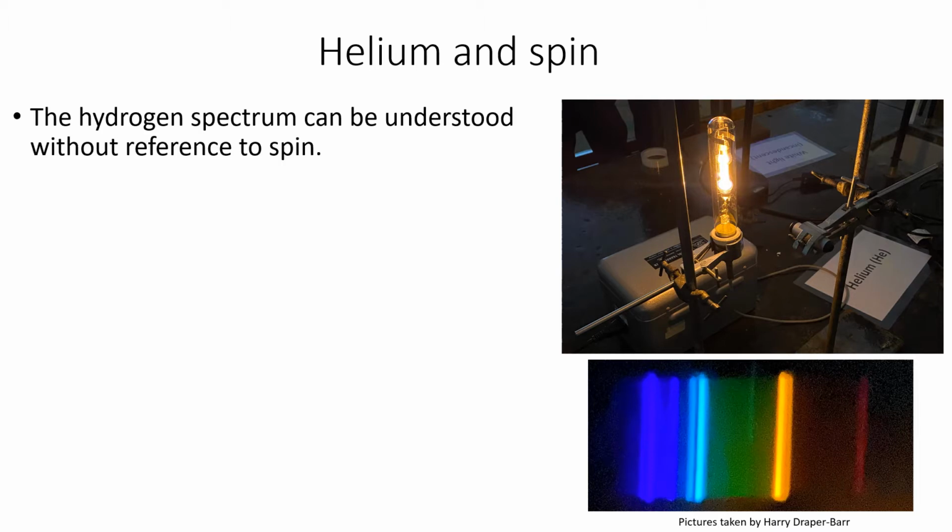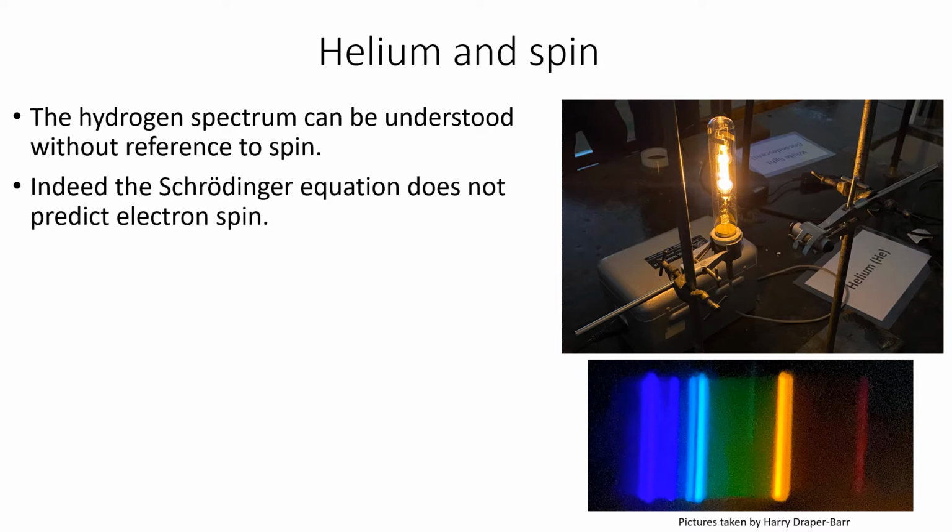Now, we're familiar with the hydrogen line spectrum, which is very regular and simple and organized in its appearance. And that hydrogen spectrum is completely understood without any reference to electron spin. All we refer to in that spectrum are the shells which the electron moves between. And in fact, one of the amazing things we often forget is the Schrödinger equation doesn't even predict electron spin, weirdly.